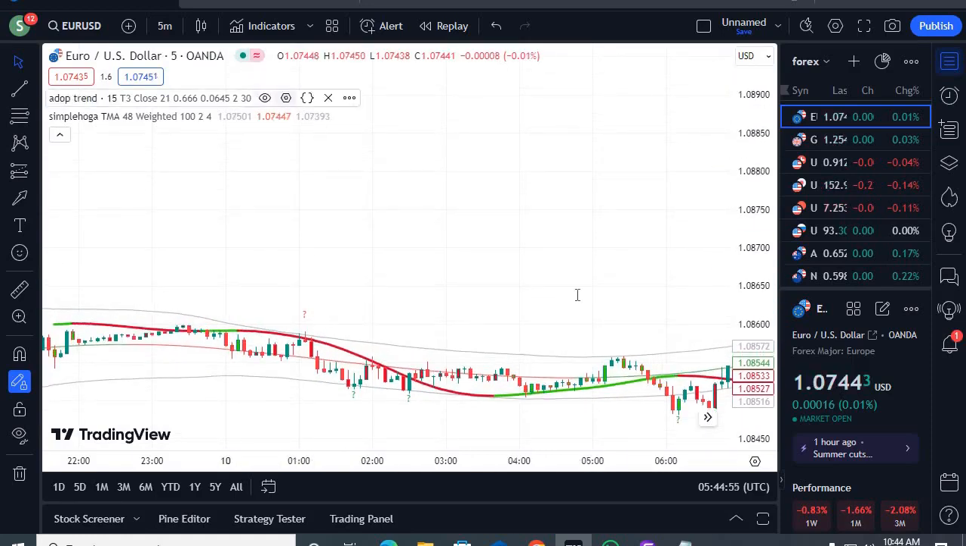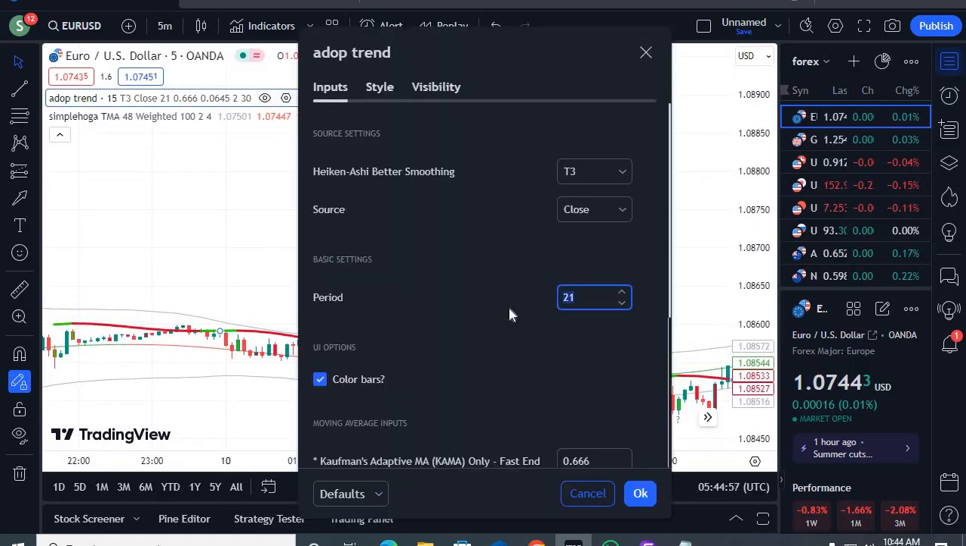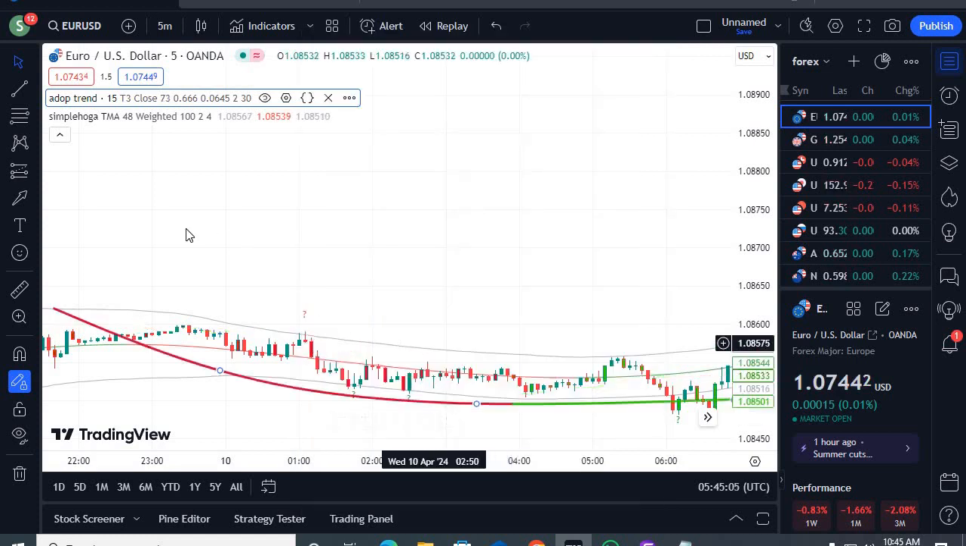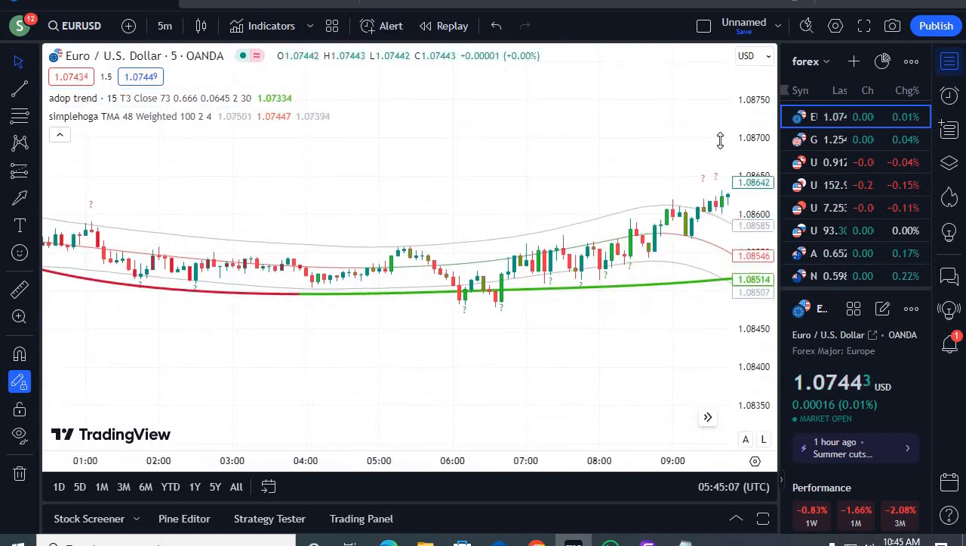One more thing, I need to change something here. Yes, that was the missing point and I was thinking about it. You need to select 73. Okay, now that is okay.